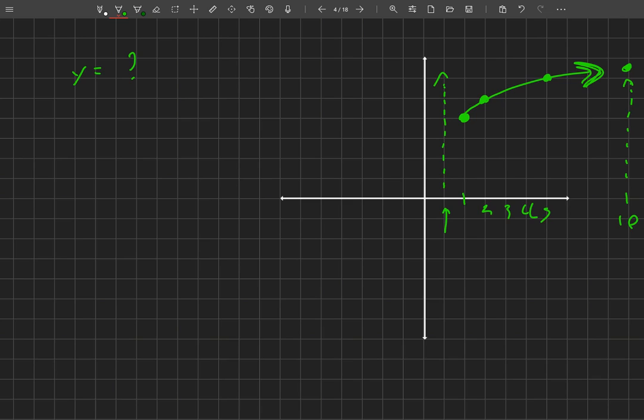Well, here's what I would do. I'm going to start with the furthest point left. Let me get rid of some of this stuff. I want to make this as simple as possible.